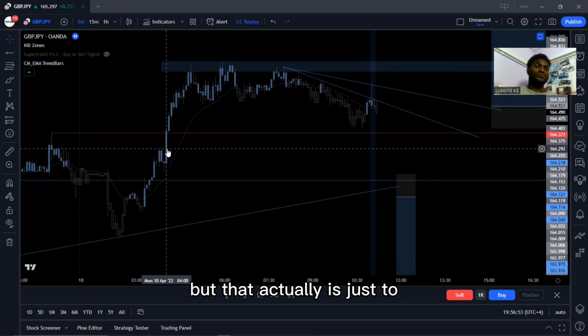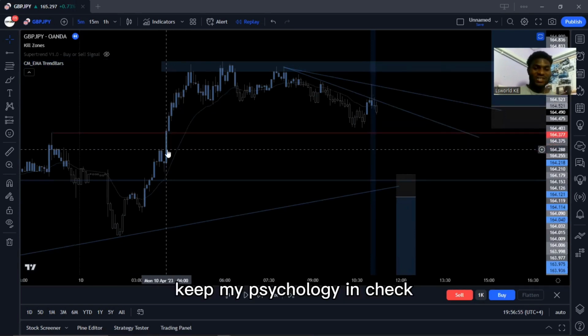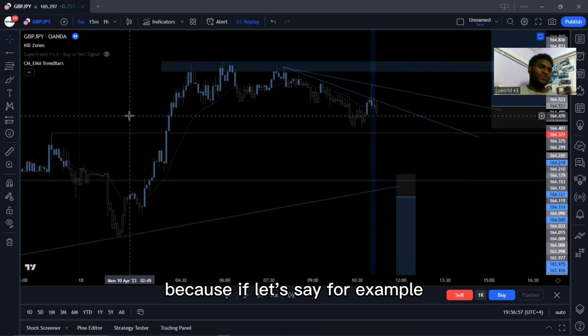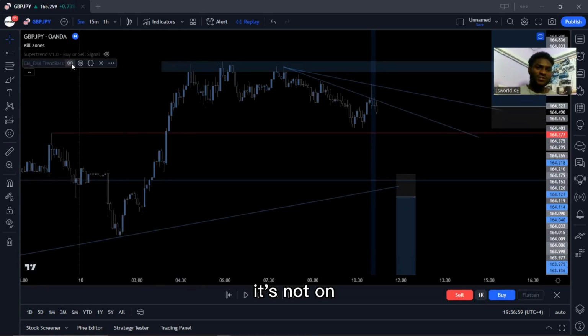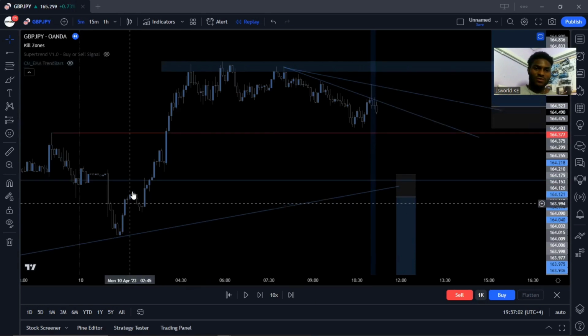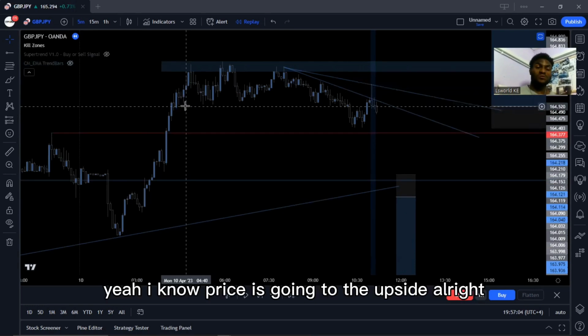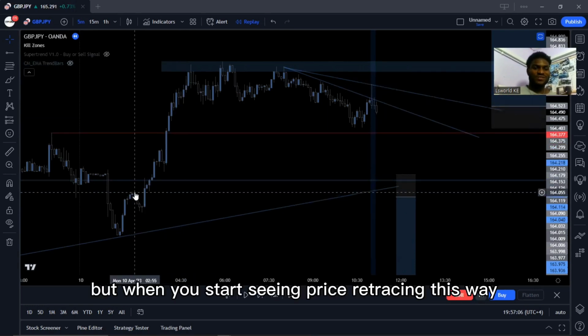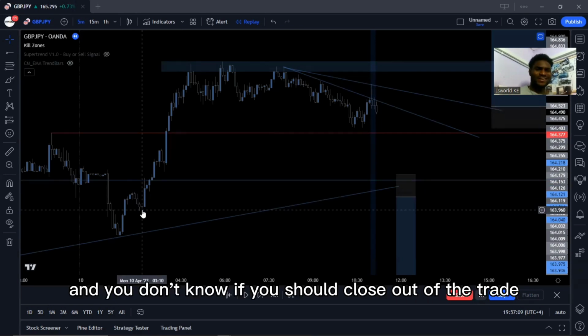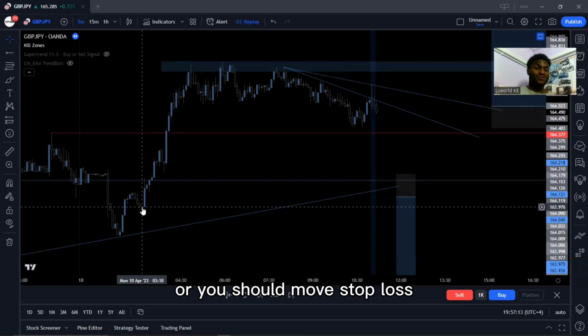That is just to keep my psychology in check, because if, let's say for example, it's not on and price is going to the upside, yeah, I know price is going to the upside, but when you start seeing price retracing this way, you kind of start getting scared, and you don't know if you should close out of a trade, or take out partials, or move stop loss to break even. So the psychology tends to come in, and then you start making some rational bias that isn't realistic.